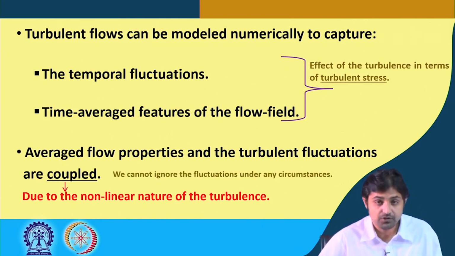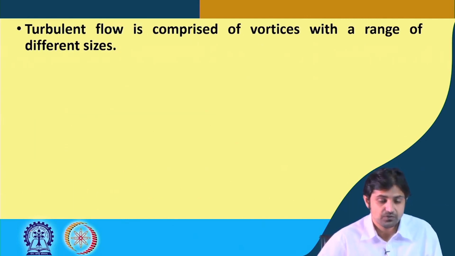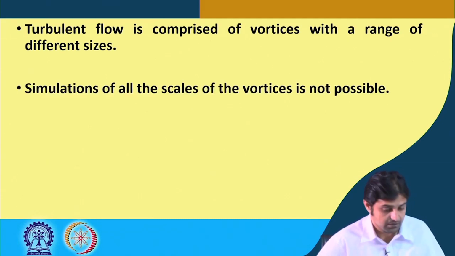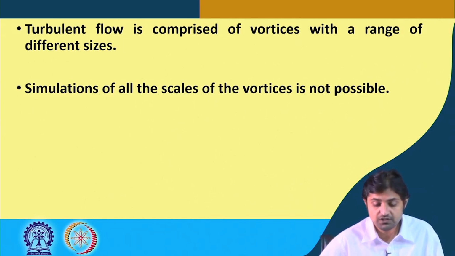And for this particular reason, we cannot ignore the fluctuations under any circumstances. So an ideal turbulent model should be able to capture all these fluctuations too. This turbulent flow is comprised of vortices with a range of different sizes. Simulations of all scales of the vortices is not possible. The vortices could be very small as well.